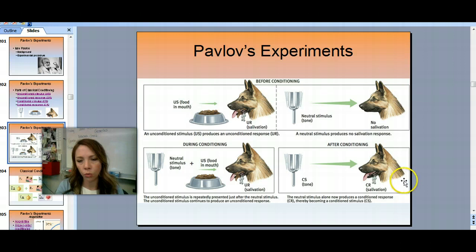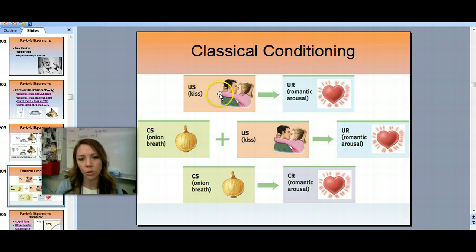Classical conditioning, here's another one. The unconditioned stimulus is usually when you kiss someone; your response is that you feel romantically aroused, right? You feel emotions towards that person. So these are not learned. You don't need to teach someone that when you kiss, it feels good, right? That's just something that's natural. It's biologically natural. But let's say that the person you're kissing always eats onions. Now when you kiss them, you feel romantically aroused. So the point can go through where now you just smell the onion breath and you feel aroused. So this is the conditioned stimulus and the conditioned response, right? My unconditioned are the first two that happened naturally.